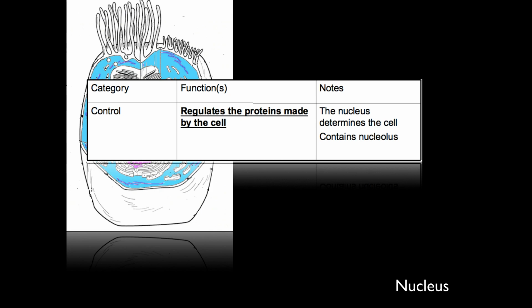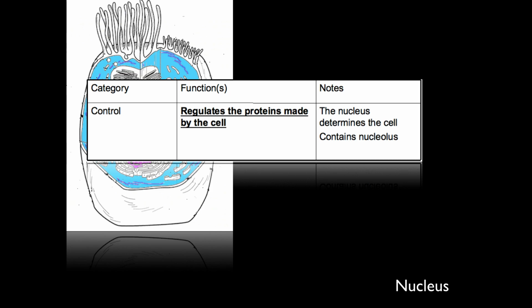The nucleus then determines what that cell is going to be. So it is the control organelle. Much like a manager would decide which parts of whatever you're going to build in your factory you're going to work on that day. The nucleus is unusual in another way.